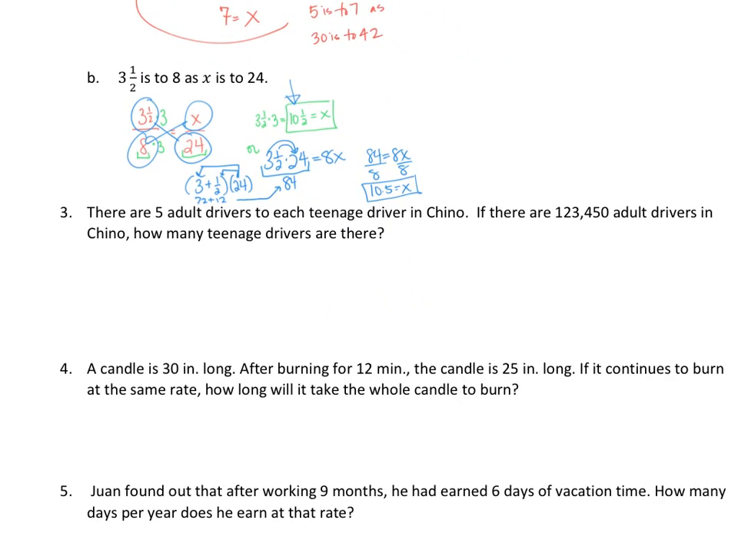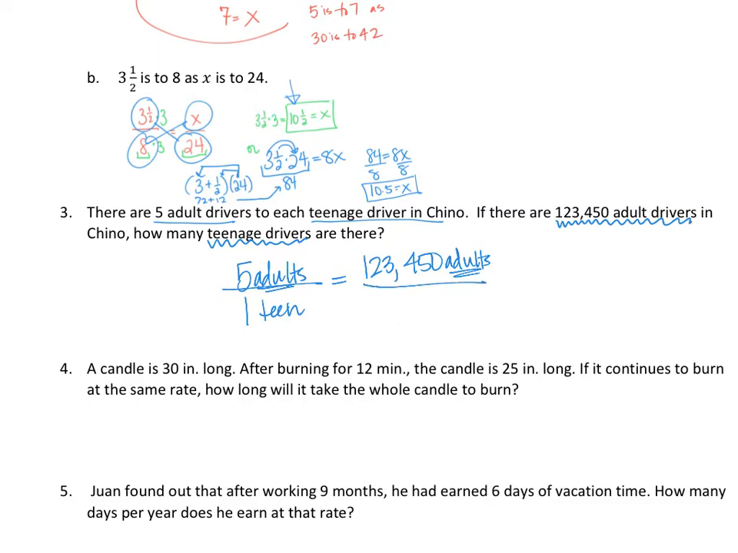So let's see what number 5. There are 5 adult drivers to each teenage driver in Chino. So I'm going to write that as a ratio. So 5 adults to every 1 teenager. That's our ratio. So it says if there are 123,450 adult drivers, we want to know how many teenage drivers that will be. So if this ratio is holding, then I should be able to write this proportion. 123,450 adults, and notice I wrote it on the top because that's where the adult unit is. And then on the bottom, we're trying to figure out the number of teens. So we've just set up the proportion.